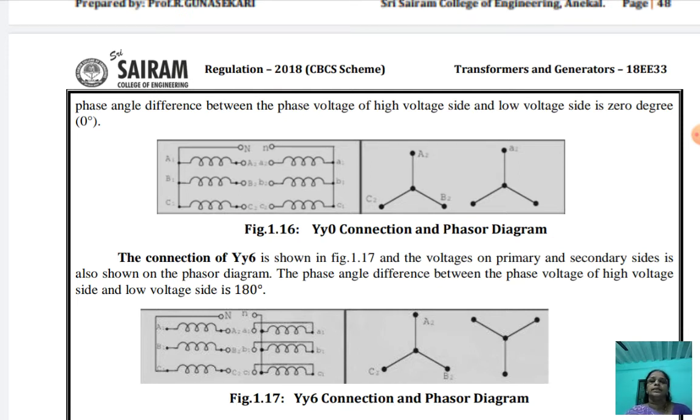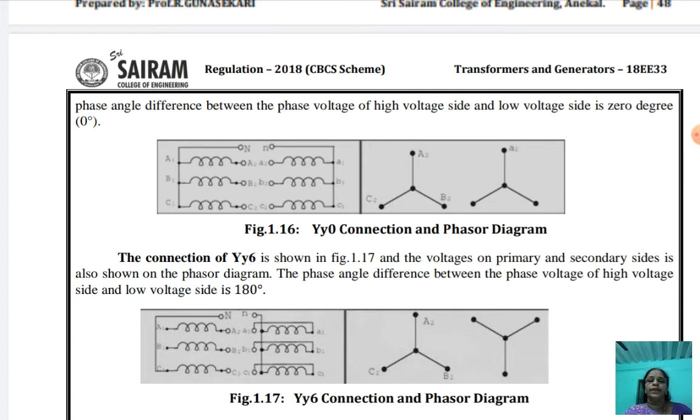In this case, 0 degree phase means the phase difference between the HV phase voltage and the LV phase voltage is 0 degree only. So this is the star connection, now you see the star.